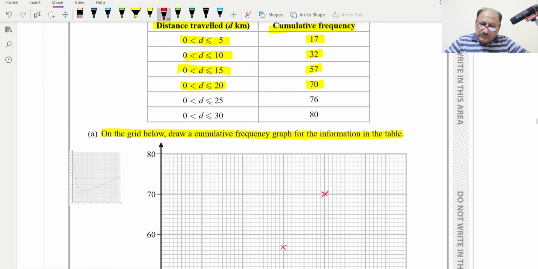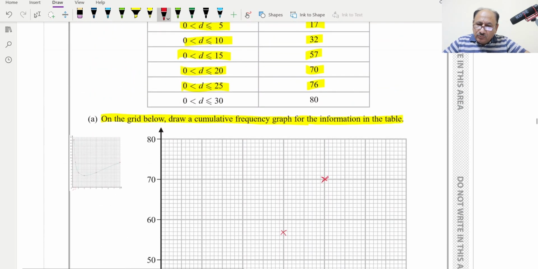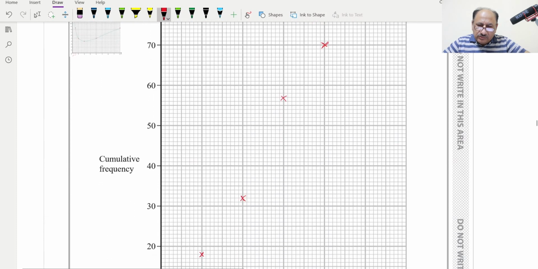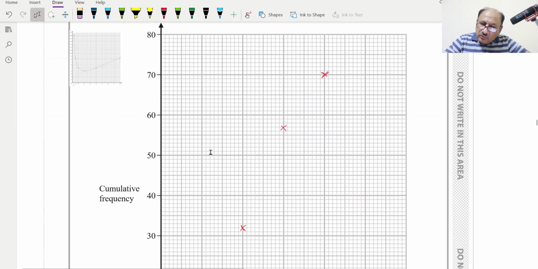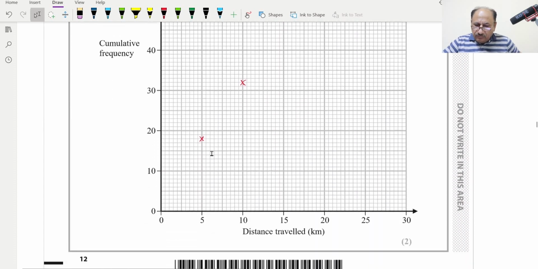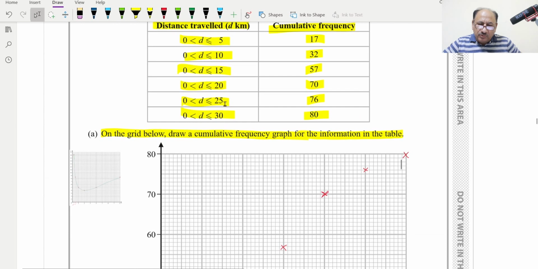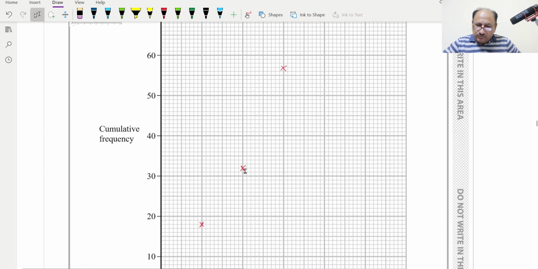The next is 25, up to 25 is 76, so 75 and 76 is this value, and the last one is up to 30 is 80, so up to 30 is 80 will be this last value. So we have indicated all the points, 1 2 3 4 5 6 points. Yes, we have drawn all.